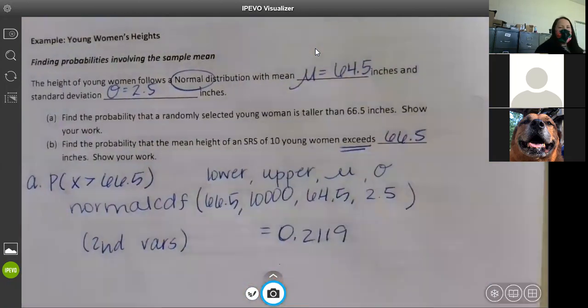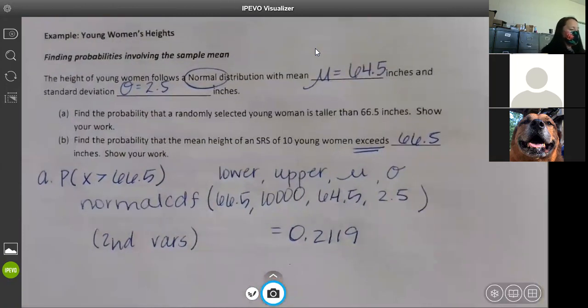Tell me what this means. It doesn't ask you to, I'm just asking you. There's a 21.19% chance that a randomly selected young woman is taller than 66.5 inches. Okay, remember how to justify it or define it.